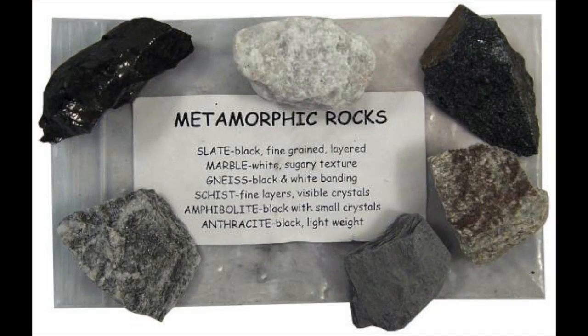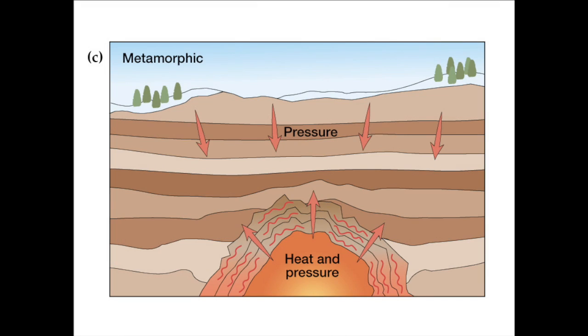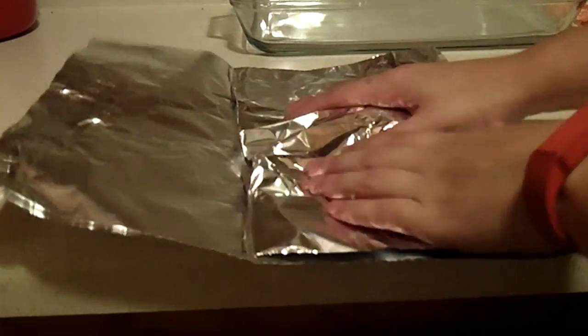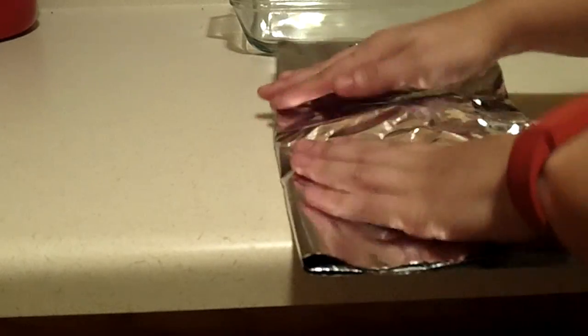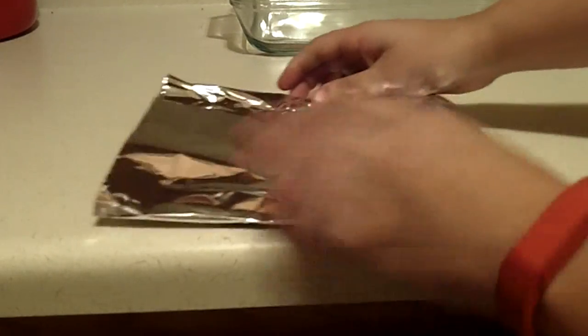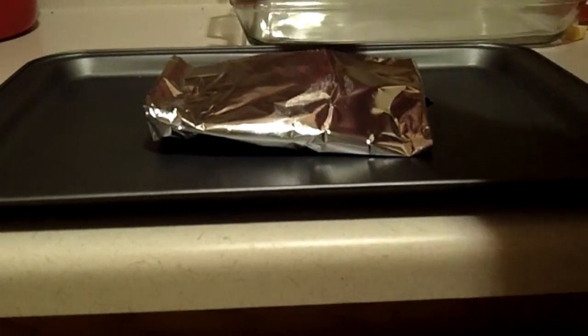Next we have our metamorphic rocks, which are formed when a type of rock is pushed down and is heated and pressured together. We will simulate this by taking our sedimentary rock and putting it in foil just to keep it all uniform and together. And in order to simulate what a rock might go through to turn into a metamorphic rock, we're going to take our rock and place it on a cooking sheet to then be placed in the oven as heat.